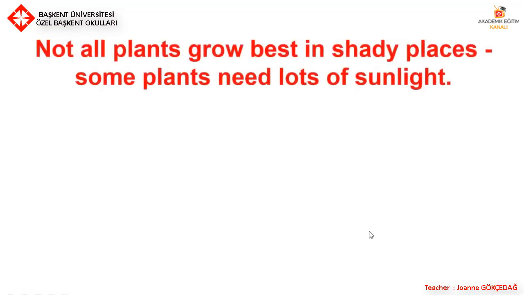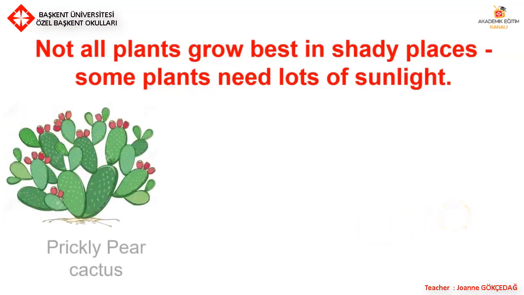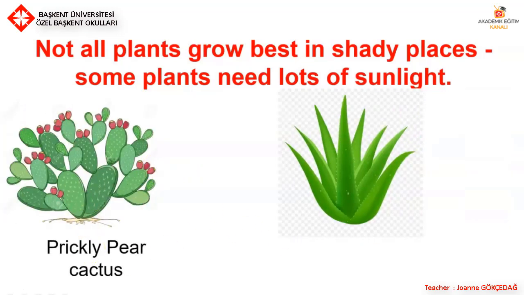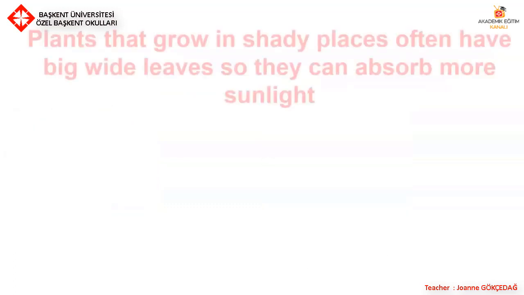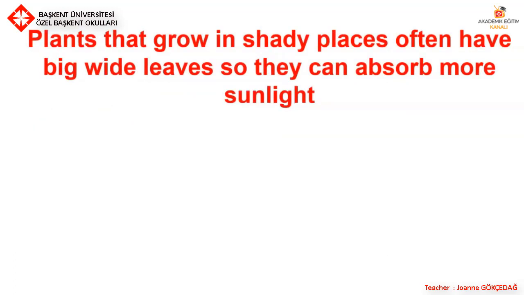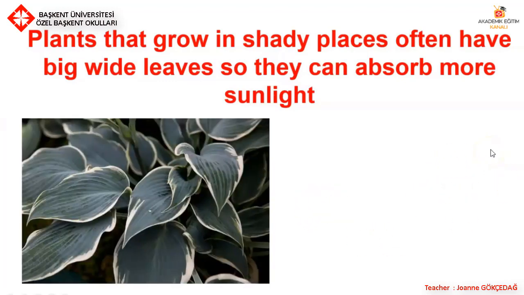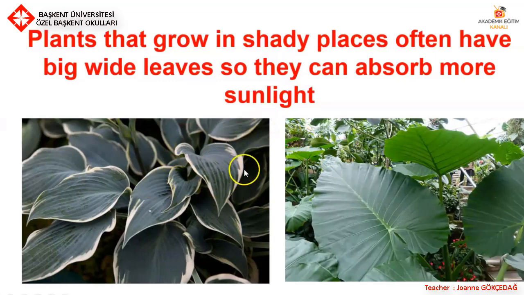But not all plants grow best in shady places. Some plants need lots of sunlight. For example, desert plants like the prickly pear cactus or the aloe vera. They grow in places that have lots of sunlight. But plants that grow in shady places, by shady places I mean places that don't have lots of light, often have big wide leaves so they can absorb more sunlight. If you look at these two plants, their leaves are very big. The bigger the leaf, the more sunlight will get into them.